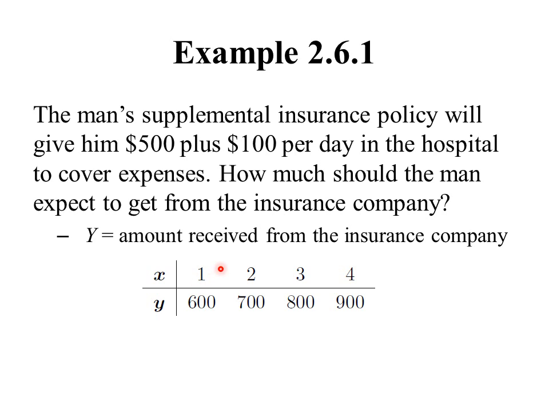Now let's list some different values of y. If he spends 1 day in the hospital, then he's going to get a total of $600. If he spends 2 days in the hospital, then he's going to get a total of $700, and so on and so forth. So in terms of our original variable x, y is equal to $500 plus $100 times x. He's going to get an additional $100 for each day that he spends in the hospital. So here we have this new random variable y defined in terms of this original random variable x. That's the whole idea behind a function of a random variable. It's a new random variable defined in terms of an original random variable.